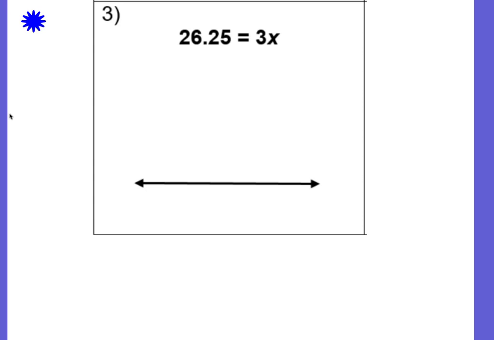Problem number 3. Go ahead and solve it on your paper and come back and check your answer.